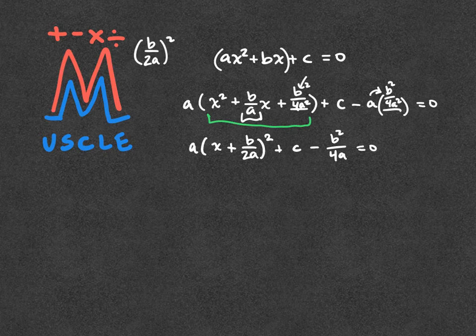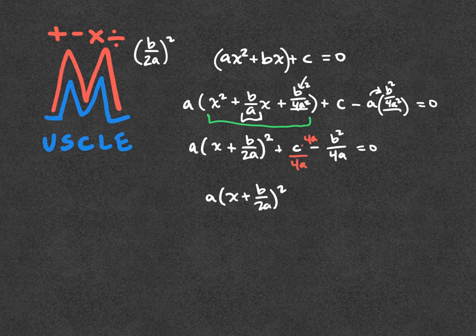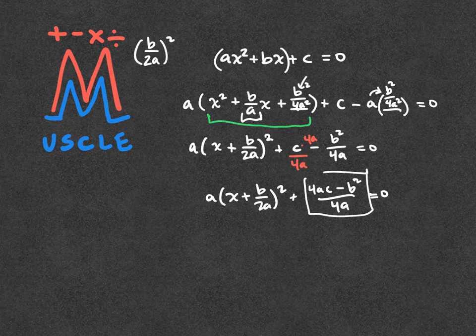Okay, so now we got a little bit of algebra to do. Nothing too hard. All I'm going to do is get a common denominator over here by multiplying top and bottom by 4a. So I get a times x plus b over 2a squared plus, ooh, this is cool, 4ac minus b squared over 4a. Now, ooh, that looks eerily familiar to what we see in the quadratic formula. I'm seeing the discriminant on the top. So let's add this term, subtract that term over.